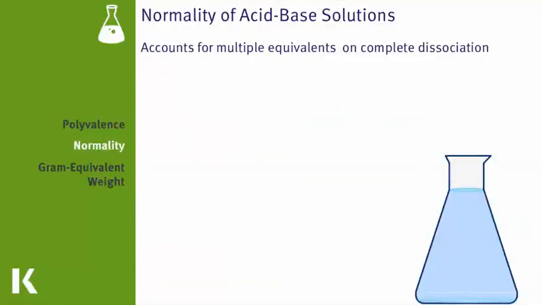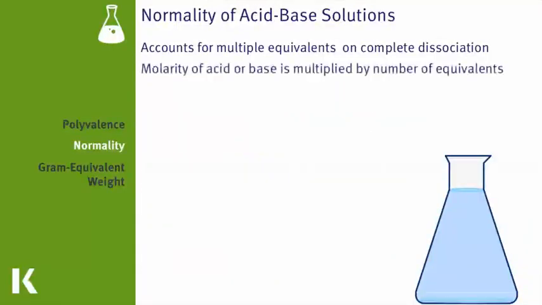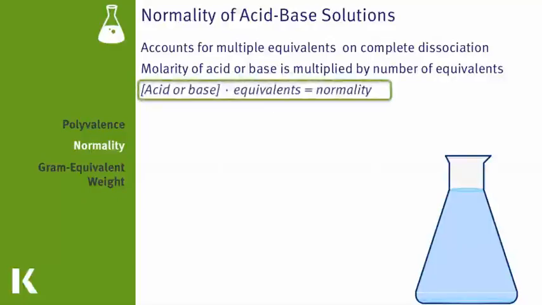The first equation that we can use to correct for polyvalency is the normality of a solution. All we need to know to find the normality is the molarity, or concentration, of the solution times the number of equivalents that the acid or base can release. Let's look at an example, such as the flask at the bottom right-hand corner of the screen, which has 0.1 moles of sulfuric acid in a liter of water. We've already identified that sulfuric acid can release 2 acidic equivalents. Let's find the normality of this solution.